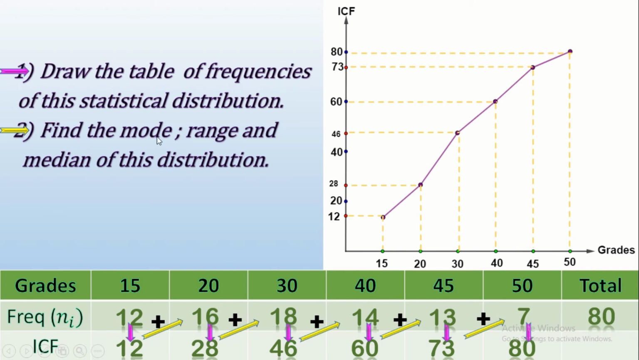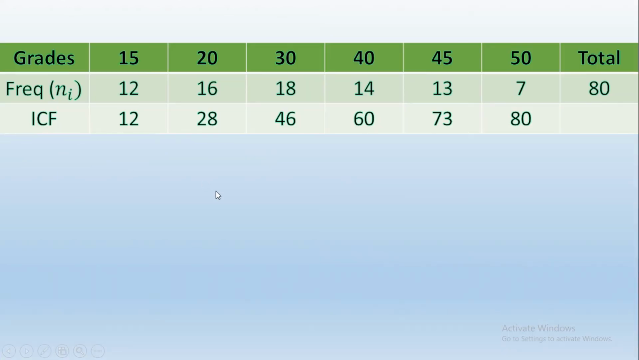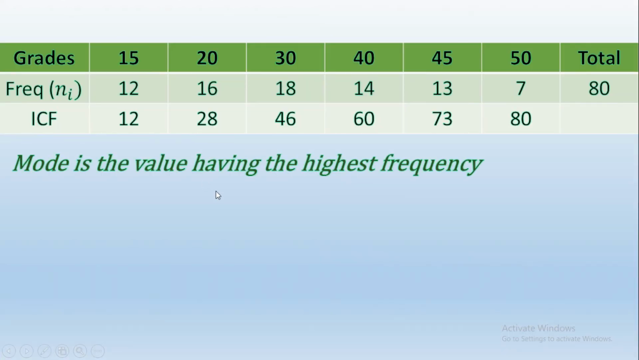Now find the mode, range, and the median of this distribution. Let's start by that. The mode should be the value having the highest frequency. Let's see the frequencies: 12, 16, 18, 14, 13, and 7. What's the highest frequency here? Isn't it 18? The value having this frequency is 30. So the mode of this distribution is 30.